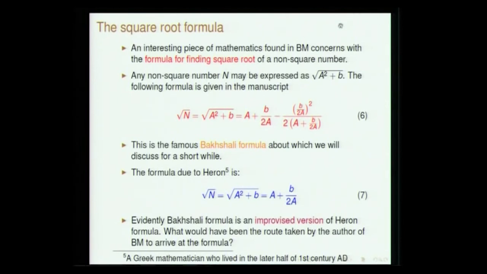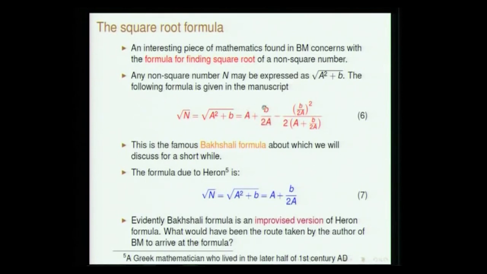So, I was mentioning to you about an interesting formula presented in this Bakhshali manuscript. The formula is to find out the square root of a non-square number. Suppose we have a number n, which can be expressed as a square plus b. Let us assume a square is something which is close to n and less than n. The formula which is given in the manuscript can be written in this form. Root n is a plus b by 2a minus b by 2a squared by 2 times a plus b by 2a.